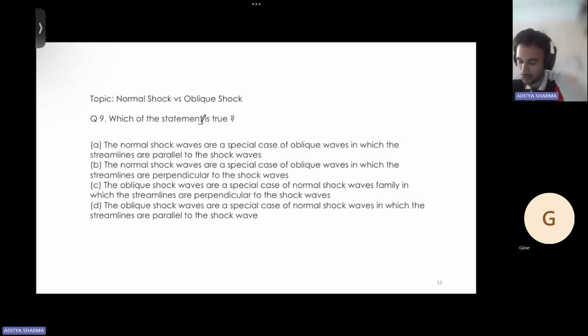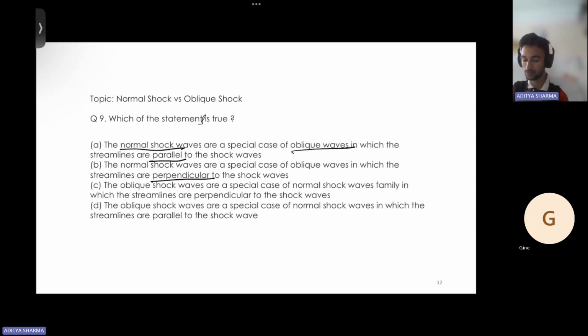The second statement is: normal shock waves are a special case of oblique shock waves in which the streamlines are perpendicular to the shock. So A and B are similar, right? But there's a difference of perpendicular, right? Now if you see C and D, also in A and B there is this normal shock and this oblique shock. So a comparison has been done between the two, right?